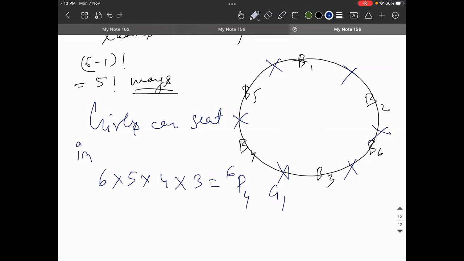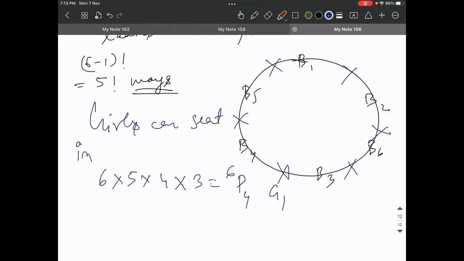See, circular permutation you have already done. Circular permutation you have already finished. Now it's exactly similar to linear permutations. Once circular permutation is done, you are now solving linear permutation. If it was linear permutation, it would be 6 factorial into this. So girls can sit here, that means 5 factorial, so total number of possible arrangements.